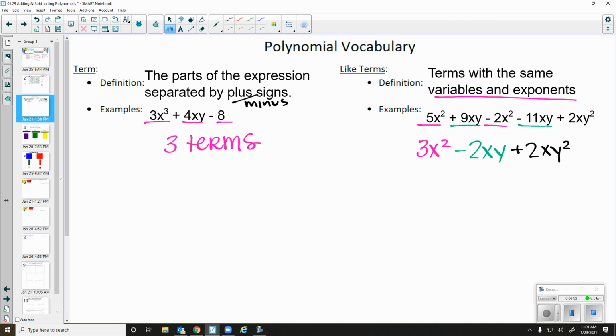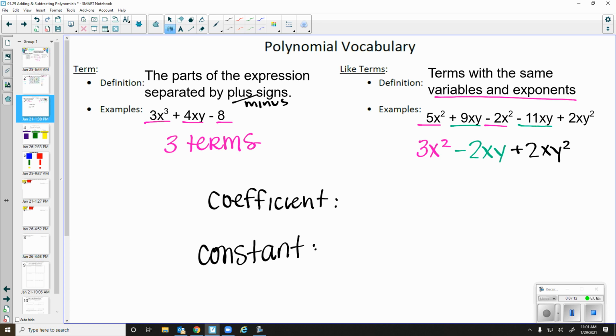Are we okay with that vocabulary so far? I'm using a lot of vocabulary today. We're going to add in 2 more vocabulary words also. We're going to add in the word coefficient. And constant. Coefficient and constant. You should know those words. Definitely the first one. What's coefficient? A coefficient is a number in front of the variable.